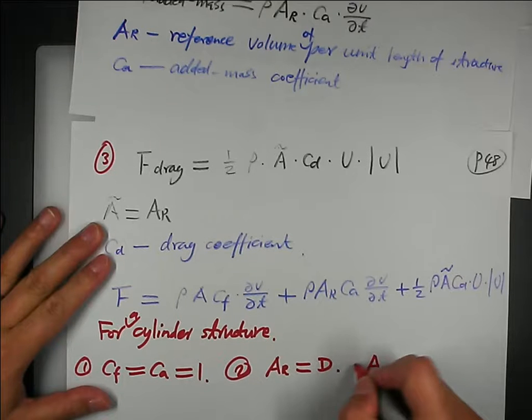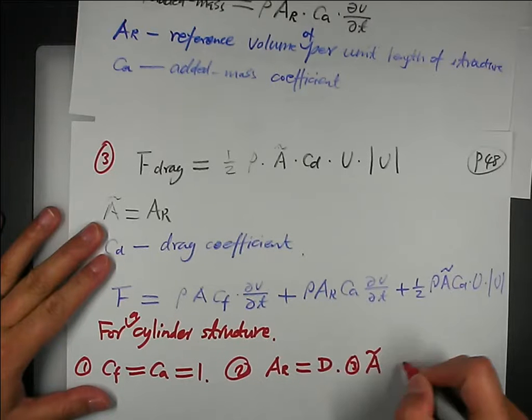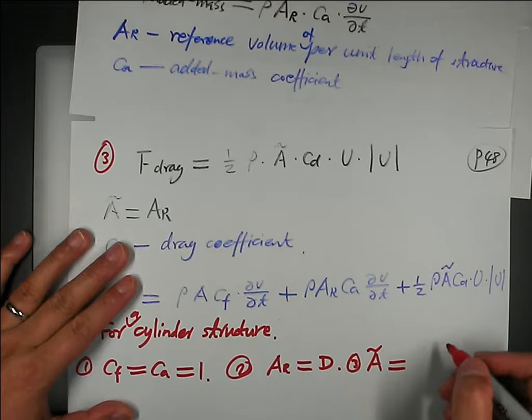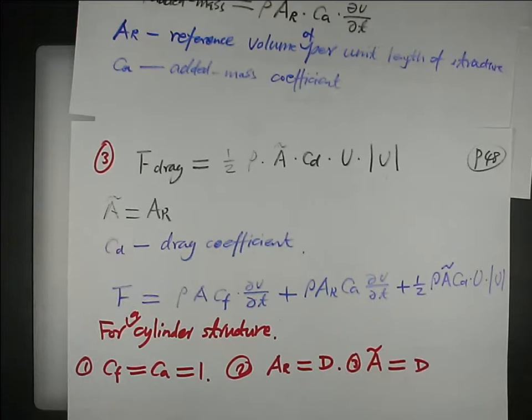And of course the third one, A prime. It's not A prime. What's that? A D. Pardon? It's not prime. Wait, I don't know. A wave. It is D as well, okay? Because it's also in inline direction.